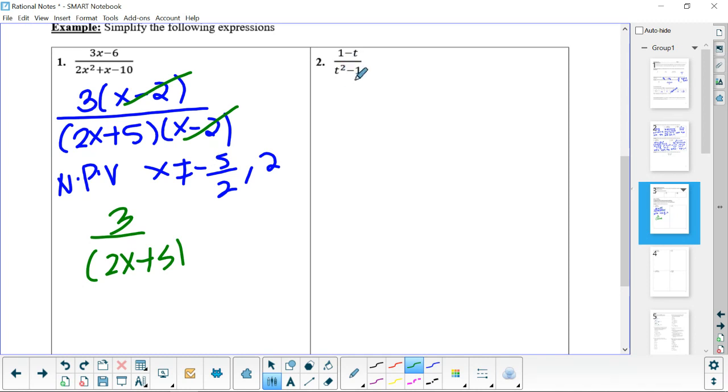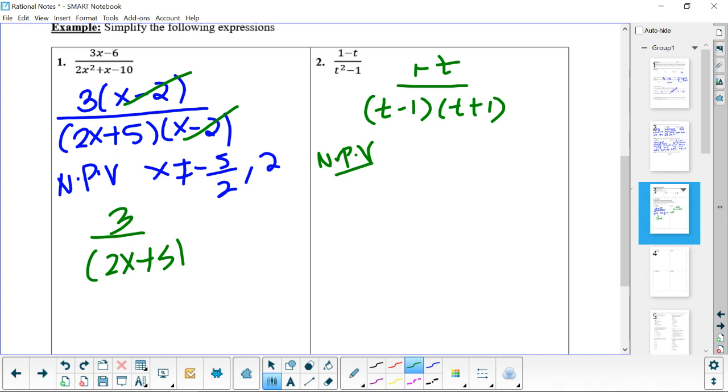Okay, let's do question number 2. So in the numerator, we have 1 minus t. In the denominator, we have a difference of squares. We can write t squared minus 1 as t minus 1, t plus 1. So let's calculate our non-permissible values first. So non-permissible values are t should not be equal to 1 or -1. Now let's simplify by canceling out the common factors.